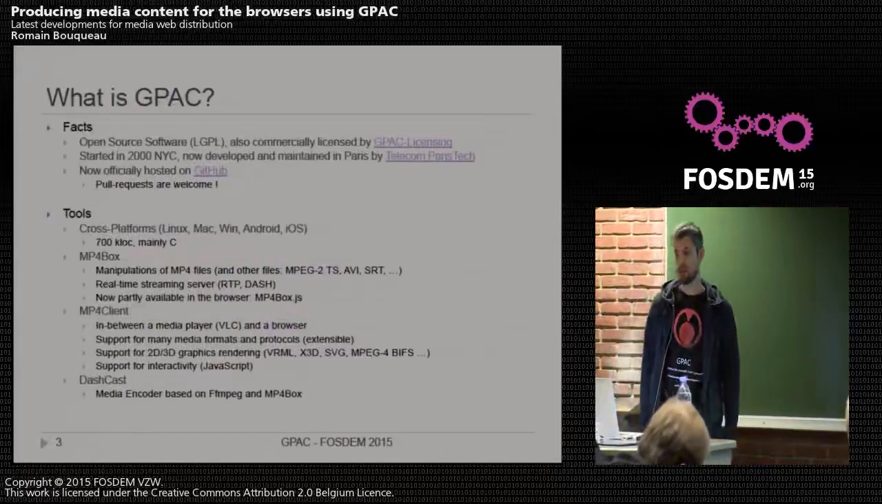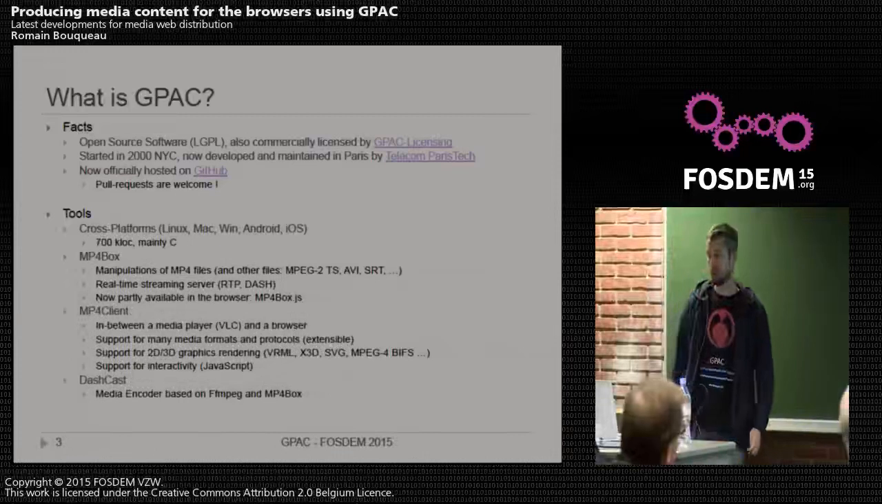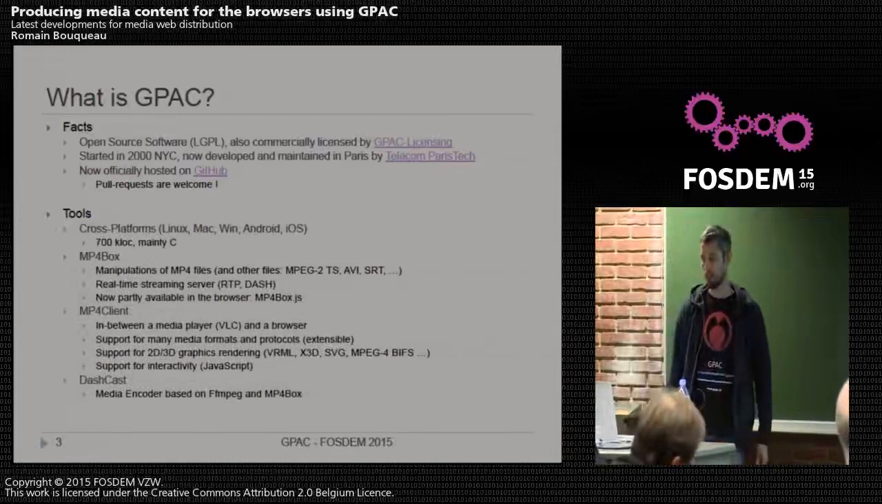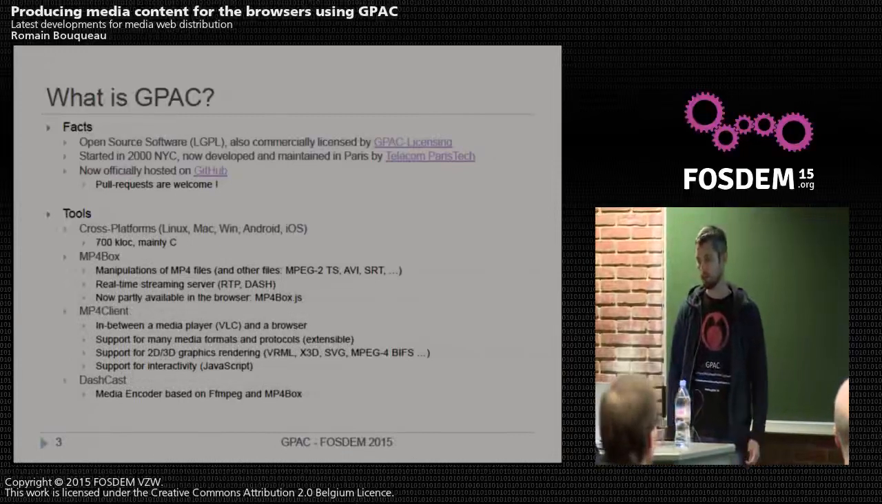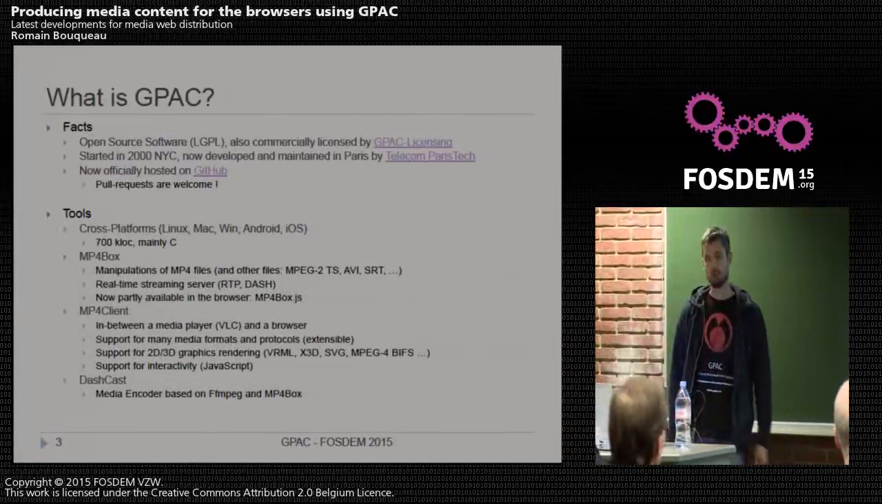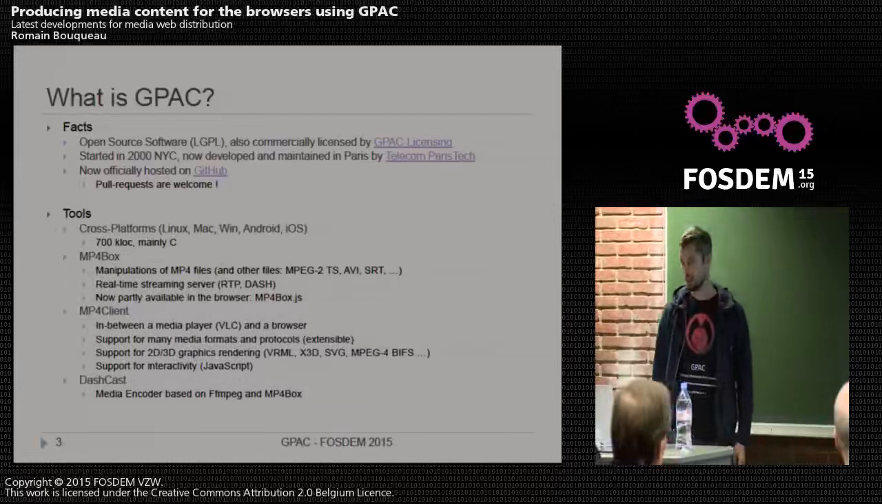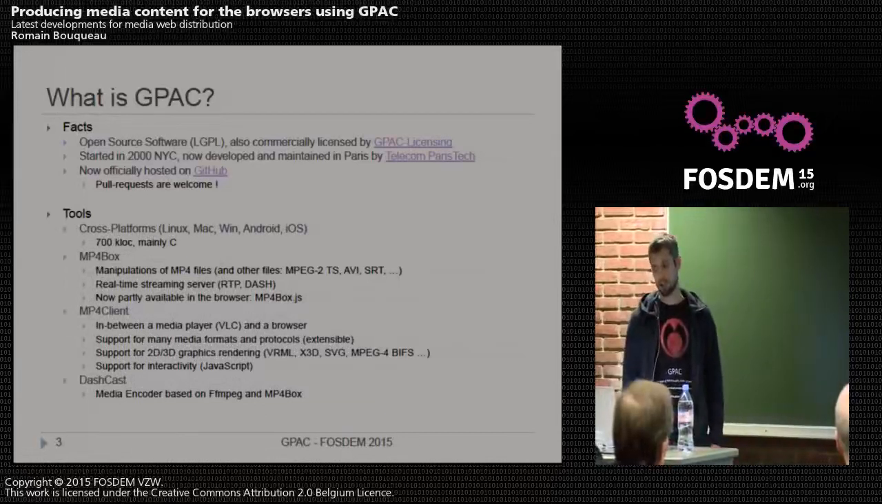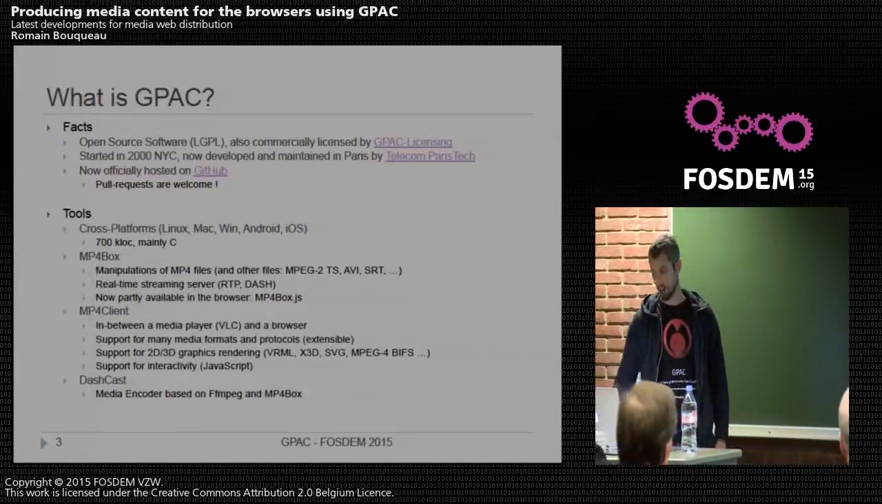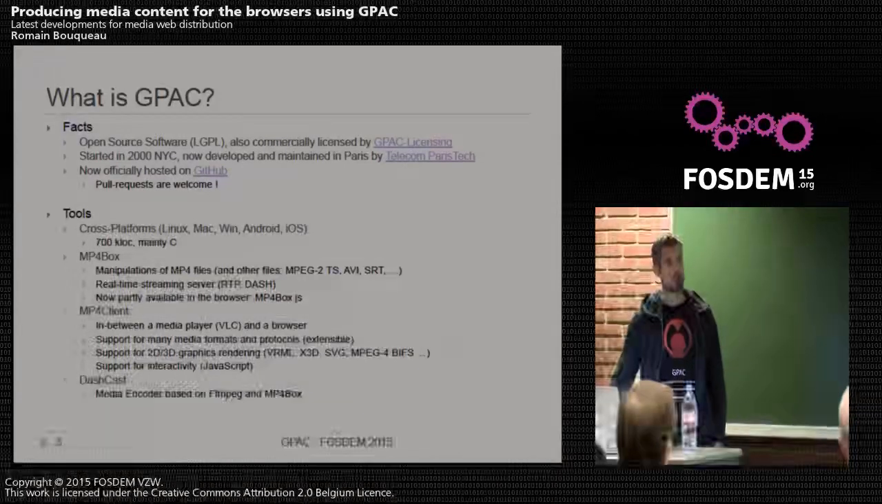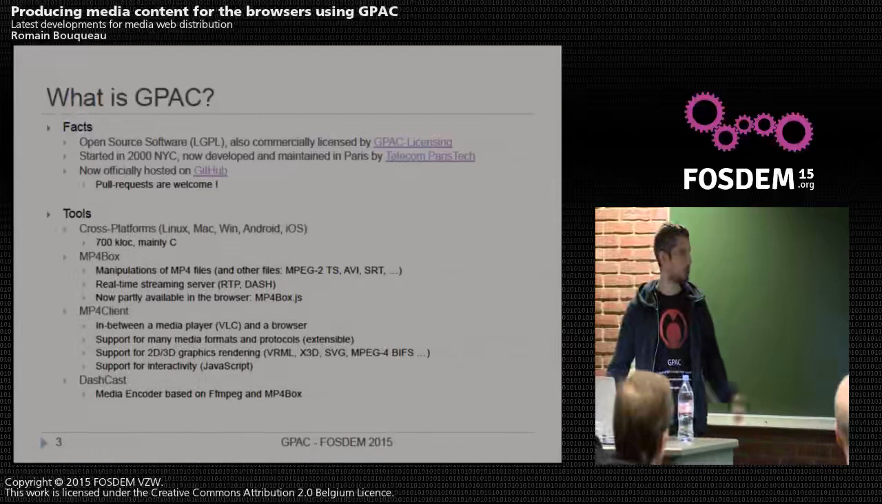So maybe a few words about GPAC. GPAC is open source software. It's licensed under LGPL, and now there is a commercial company called GPAC Licensing. It was started in 2000 as a startup in New York City. It's a long story, but it's now hosted in a university in Paris. We are hosted on GitHub. It's rather new. We used to be on SourceForge, so we hope that there will be more comments, more issues, more pull requests, and it will make the process of using and contributing to GPAC smoother.